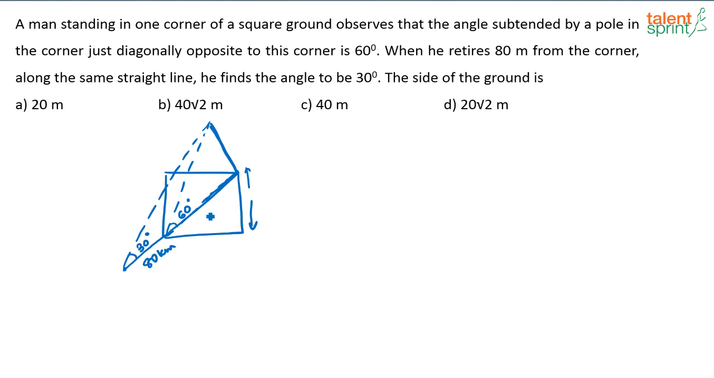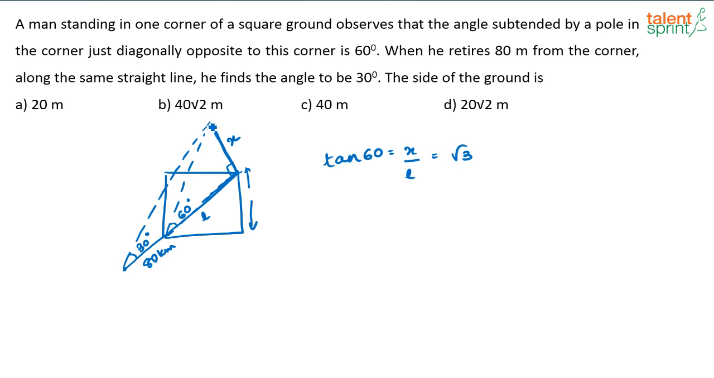So I'm going to assume that this length, the diagonal, let that be L, and the height of the pole, let that be X. If you draw this diagram, then solving the question becomes very, very easy, right? So now this is a right angle triangle, right? What is tan 60 if you consider this triangle? Tan 60 is equal to X by L, that is the opposite side divided by the adjacent side, and this is equal to root 3.